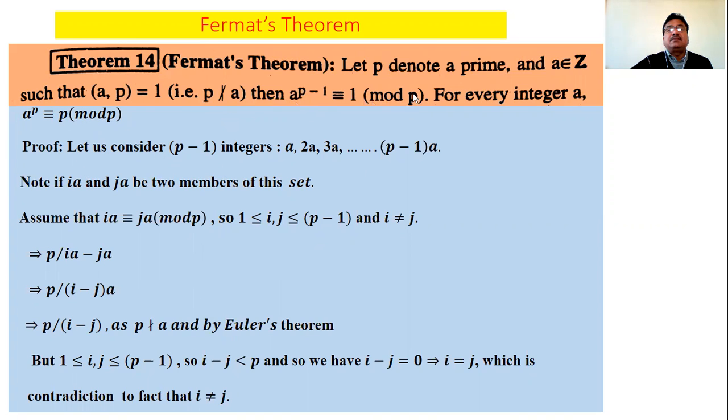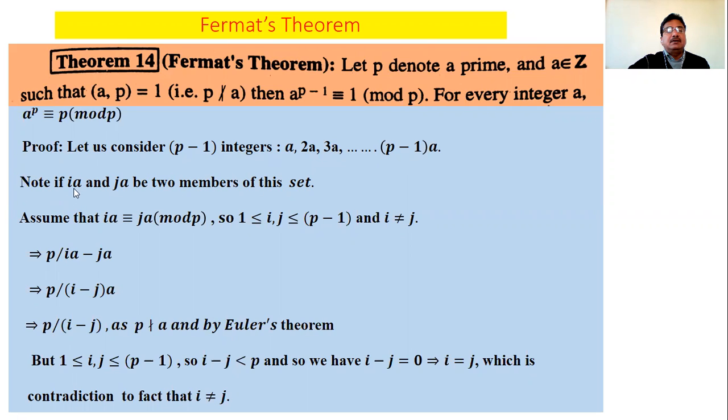So, the proof of this theorem. The question on this theorem is: state and prove Fermat's theorem. Proof: let us consider p minus 1 integers. What are they? a, 2a, 3a, up to (p minus 1)a. So these are p minus 1 integers, in number p minus 1.